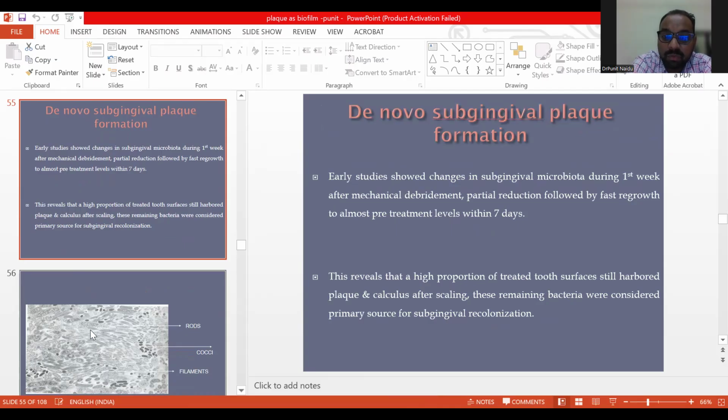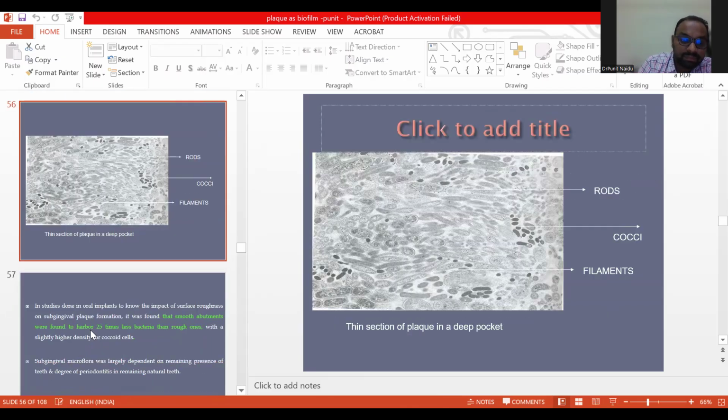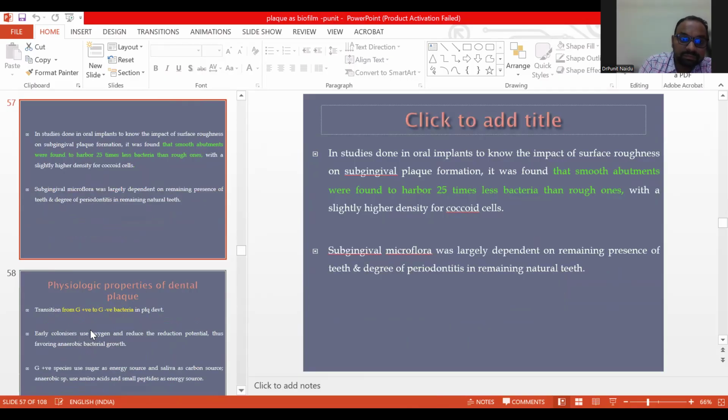In subgingival plaque formation, studies have shown that in the subgingival microbiota during the first week after mechanical debridement, there is a partial reduction followed by fast regrowth to almost pre-treatment levels within 7 days. This indicates that a high proportion of treated tooth surfaces still harbor plaque and calculus after scaling. These remaining bacteria were considered the primary source for subgingival recolonization. Subgingival microflora was largely dependent on the remaining presence of teeth and the degree of periodontitis in the remaining natural teeth.